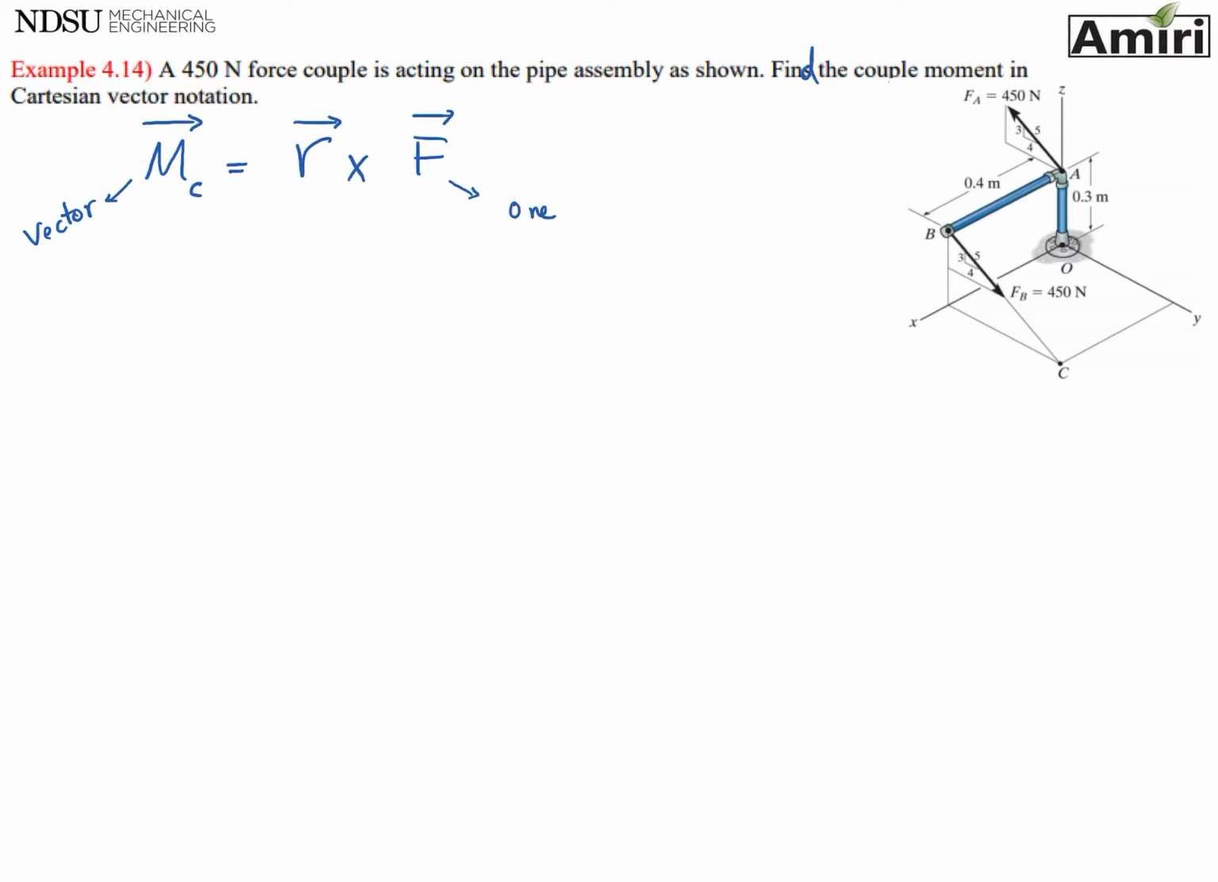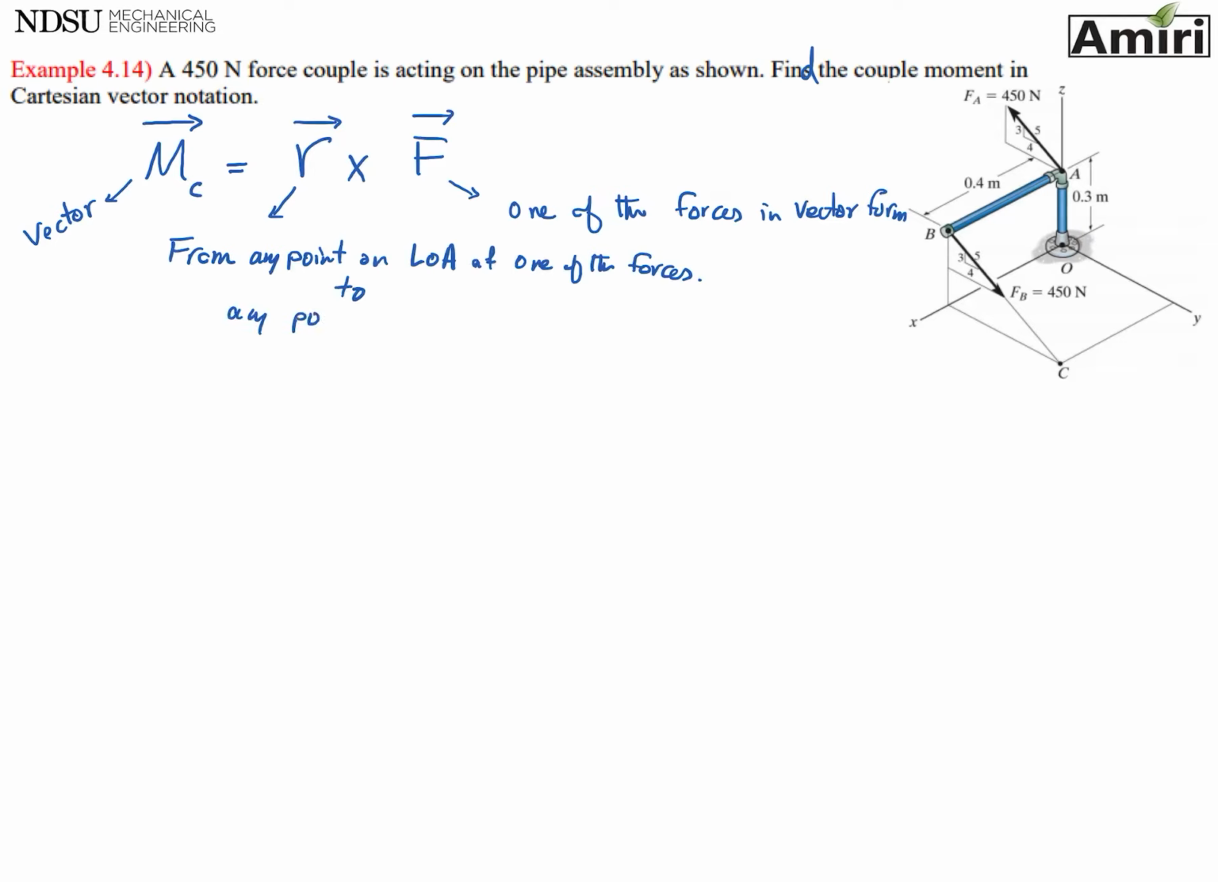F is one of the forces in vector form, and r is a position vector. So the position vector is from any point on line of action of one of the forces to any point on line of action of this F.